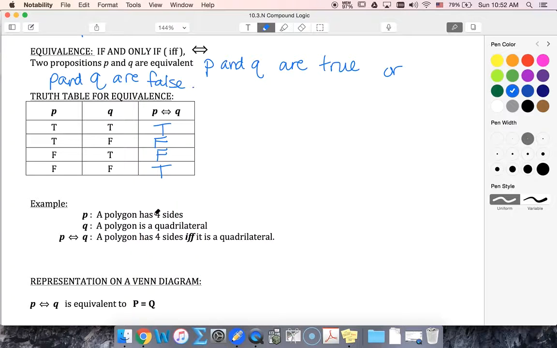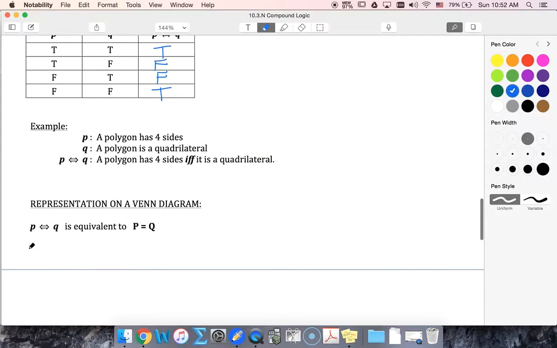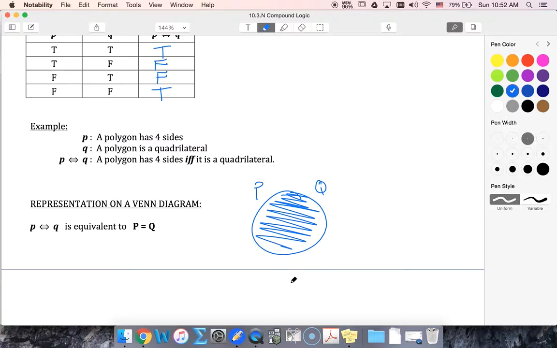But if a polygon has 4 sides, it has to be a quadrilateral. So this can't lead to a true equivalence. On a Venn diagram, P being equivalent to Q would mean that P and Q must fully overlap and be on top of each other. They have to be the same circle.